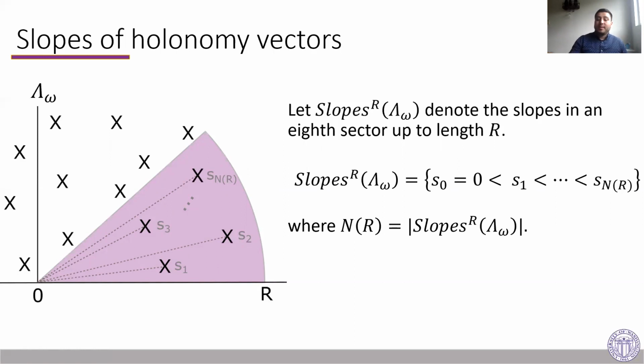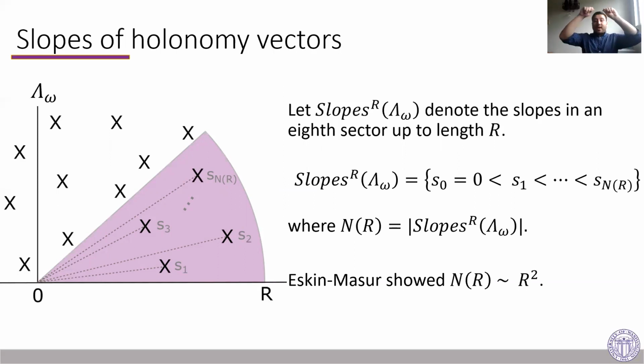Okay, and how many slopes I am seeing in that region is in and of itself a very interesting question, and this was addressed by Eskin and Masur, who showed that asymptotically the number of points in there is going to look like R squared. And so now here's a good point to recall what we've done in the past few slides.